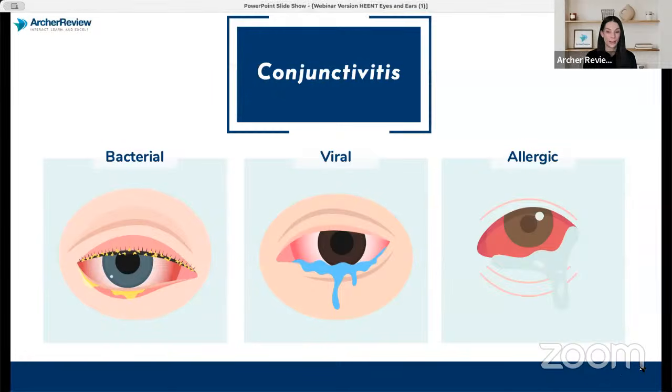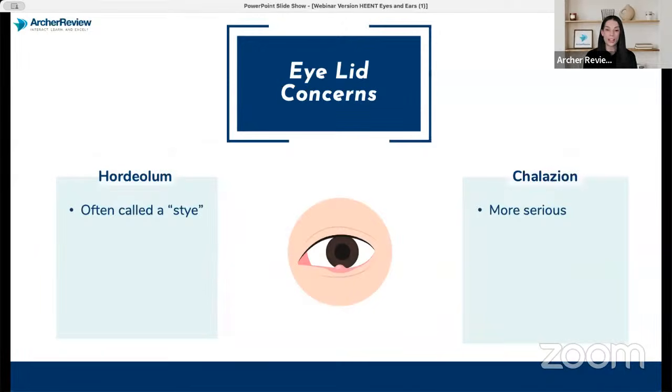So let's just talk briefly about hordeolums and chalazions. So sometimes these are both called styes, but what is actually a sty is a hordeolum. So this typically resolves on its own. It might be very small on the lid, kind of looks like this picture here. We can recommend some warm compresses. It shouldn't drain anything, maybe tiny, dead skin or something like that, but nothing too serious.